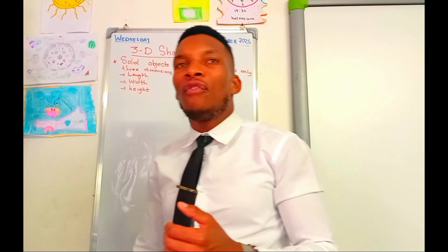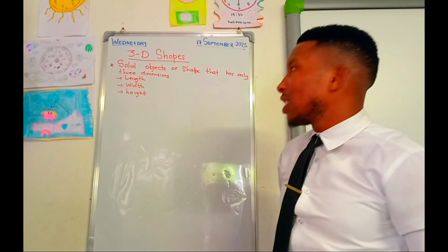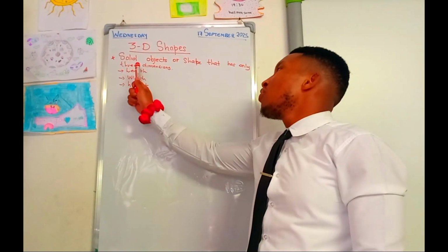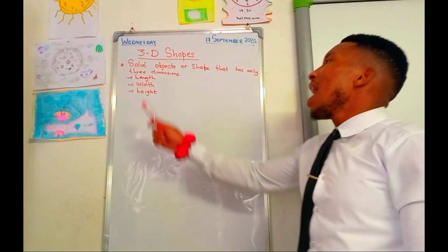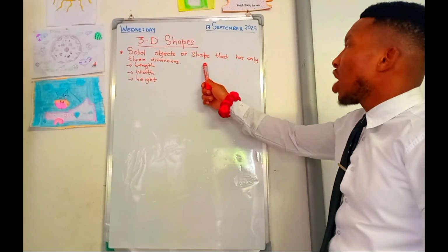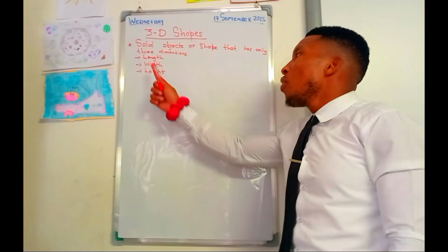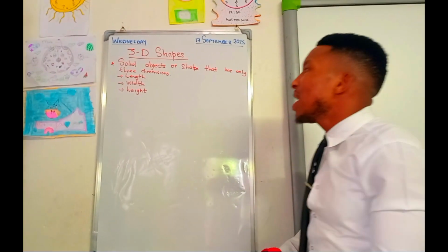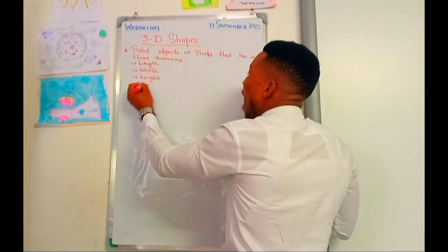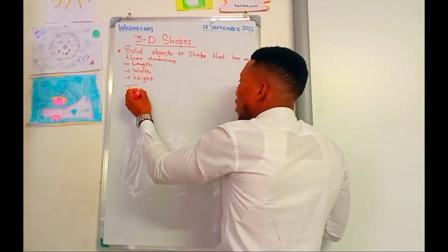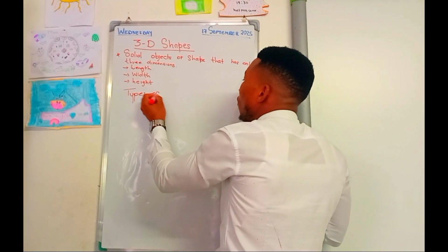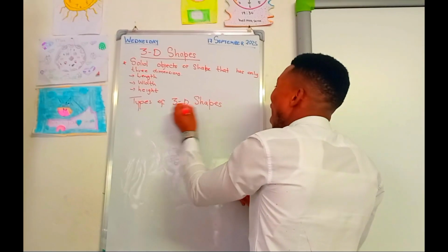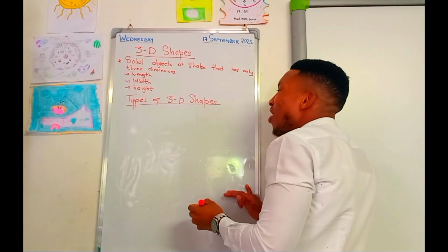All right? Therefore, today we're just going to look at the 3D shape. On the 3D shape, what is important here? It's very important to note that here we're just going to look at a solid object or shape that has only 3 dimensions, which are length and width as well as height. Therefore, we normally say that we have 2 types of 3D shape.